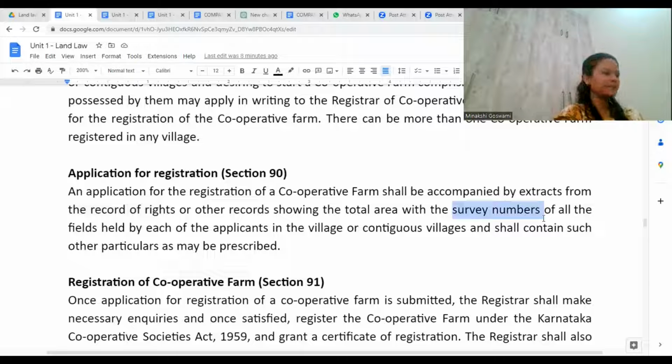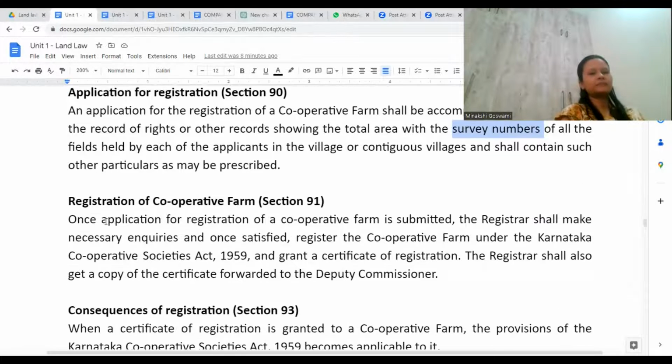So what is survey number? Certain unique numbers are given to properties by the government. Yes, so survey number, authorities, patta number, different names we know these numbers, right? That helps in identifying that, okay, this is the specific property that we are talking about. So those details, those particulars need to be provided at the time of registration of the cooperative firm. At the time of making registration application for the cooperative firm.